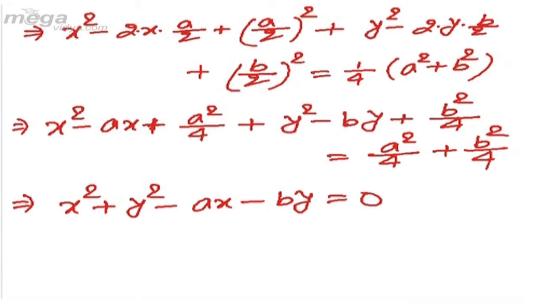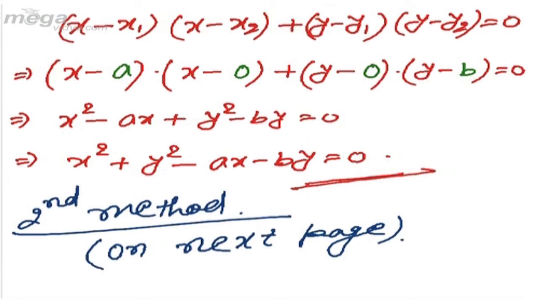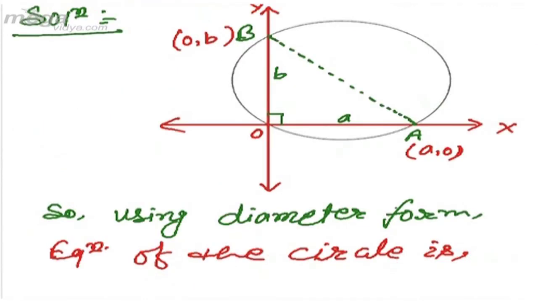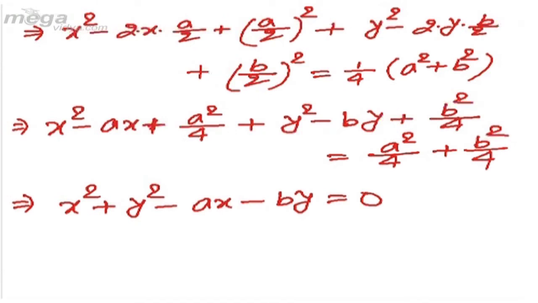I am taking the equation of the circle again in some different conditions. I solved this question using two different methods. One is the diameter form and one is the standard form. Because this circle is passing through three non-collinear points, that is (0, 0), (a, 0) and (0, b), you can find the equation of the circle by using the general equation of a circle. That is the third method.